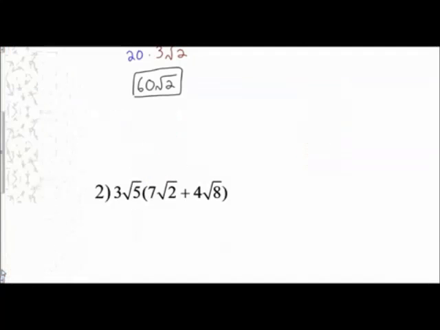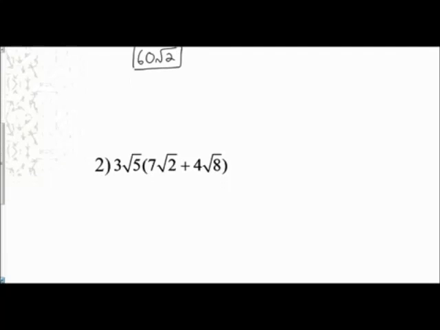And number 2, I have 3 square root of 5 times the quantity 7 radical 2 plus 4 radical 8. Well, here, you have a value on the outside. You're going to distribute. It's just when you are distributing, you need to remember numbers on the outside get multiplied together. So when I take this 3 radical 5 to the 7 radical 2, only the 3 and the 7 get multiplied, and the 5 and the 2 get multiplied. So I get 21 square root of 10.